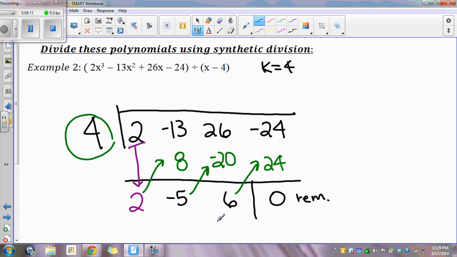Now we have to go back in and fill in our x's. So the 6 is fine. We put an x here, and an x squared goes here. Just keep working your way upwards. So our final answer is 2x squared minus 5x plus 6. It's a lot quicker than long division, if you can get the hang of the format. Okay, let's do another one.